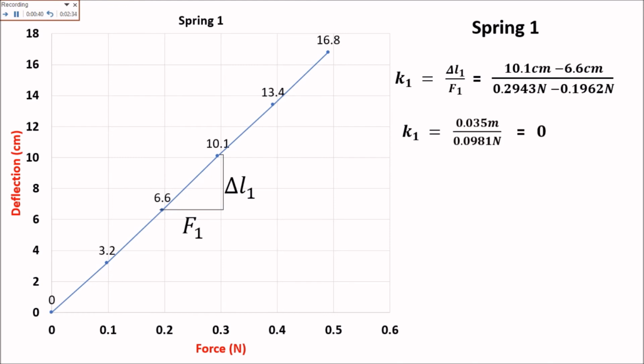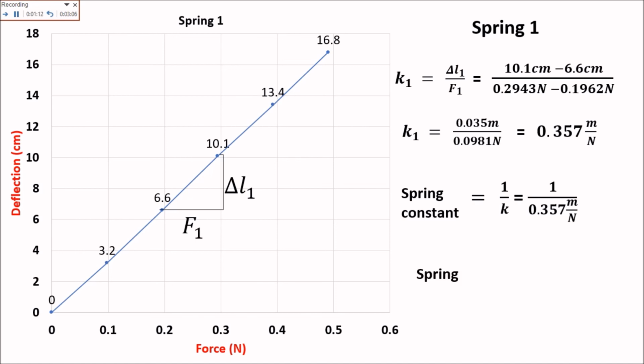So we get the slope of 0.035 meters divided by 0.0981 newton. That will be 0.357 meter per newton. To get the spring constant, we need to get the reciprocal of the slope. That is 1 over k. So we will substitute it. It will become 1 over 0.357 meter per newton. Then we will compute the spring constant, which will be 2.67 newton per meter.